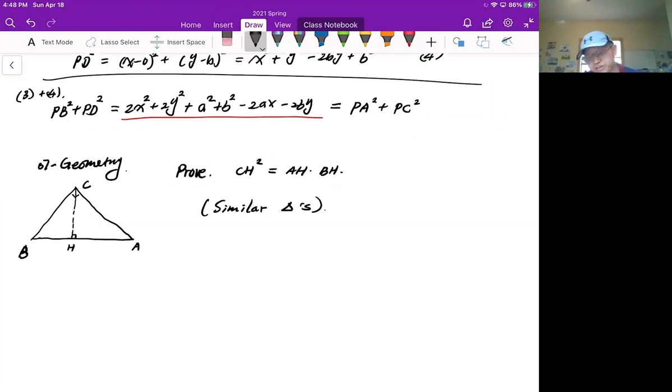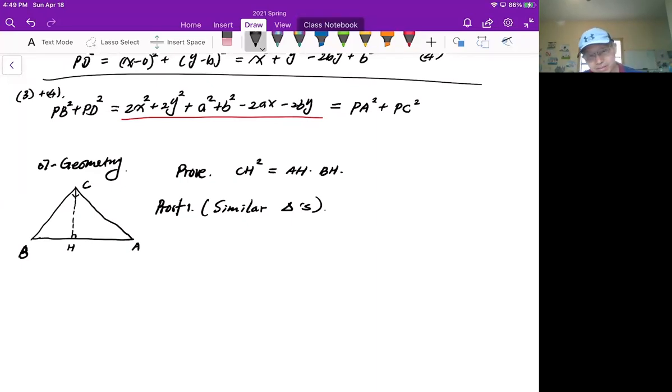You can do similar triangles, you can do that, right? So let me call that first proof. Proof one, I'm not going to cover that because you know that already. So you have the two similar triangles and then you can just work on that. So CH square is basically AH times the BH. But today, I'm going to use a different way to do that.